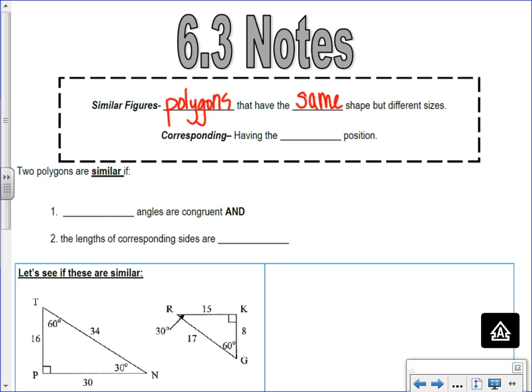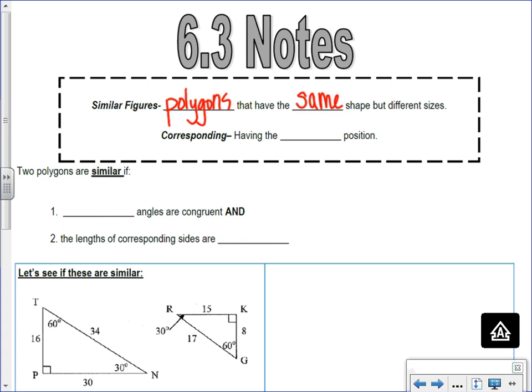So for instance, we could say that a triangle and a smaller triangle are similar because they're the same shape. We couldn't say that a square and a triangle are similar because they're not the same shape. Similar figures have to be figures that are the exact same shape.